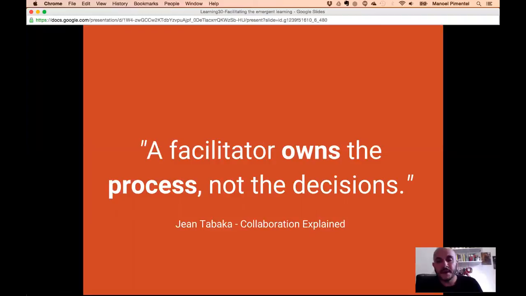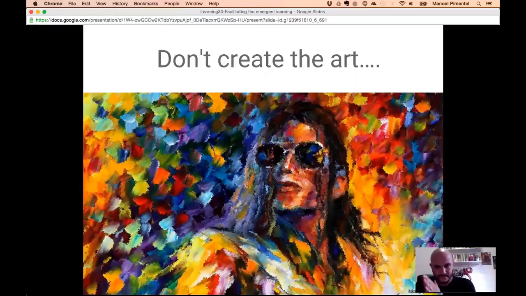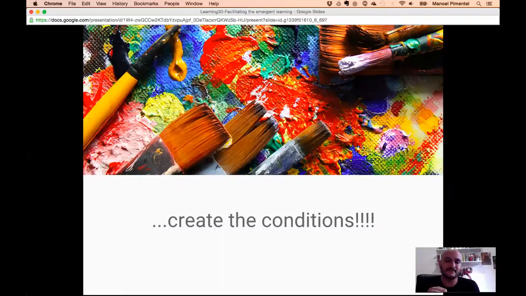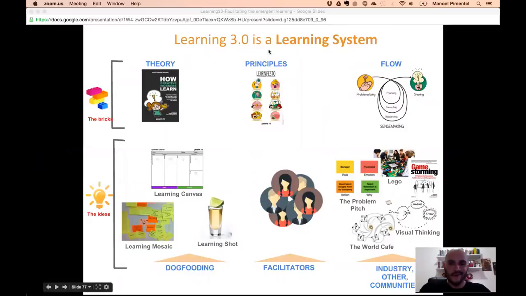In other words, you can summarize that as a facilitator, you don't create the art itself, right? You don't need to have knowledge about how to create the art, okay? The only thing that you really need to put in practice as a facilitator is to create the conditions where the art will happen, right?